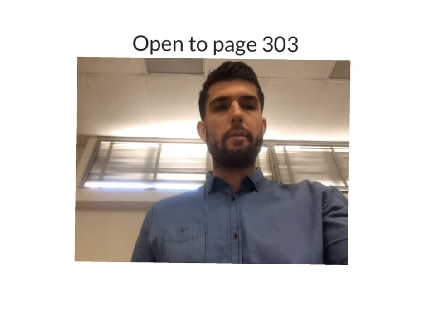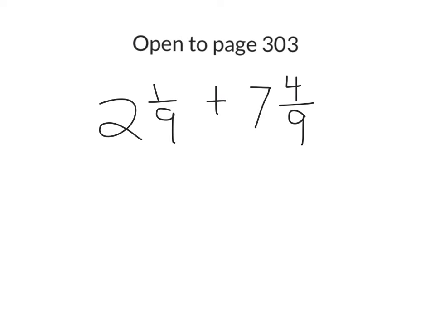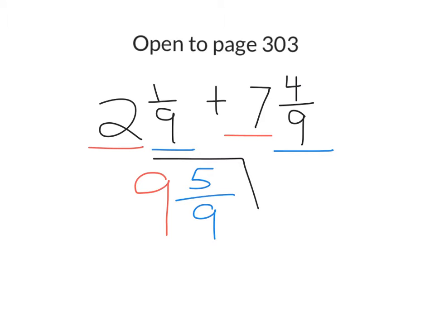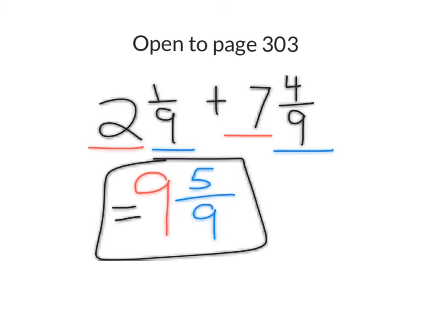I'm going to start with number 1, which says we're doing 2 1/9 plus 7 4/9. I think that's pretty easy, so I'll go fast on that. So 2 1/9 plus 7 4/9. As you guys know, I'm just going to add the number part, so 2 plus 7, that's 9. I'm going to add the fraction part, so 1/9 plus 4/9, that's 5/9. And that is it. So our answer here is 9 5/9. All right, that was number 1.